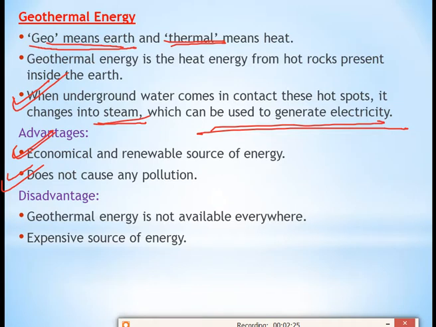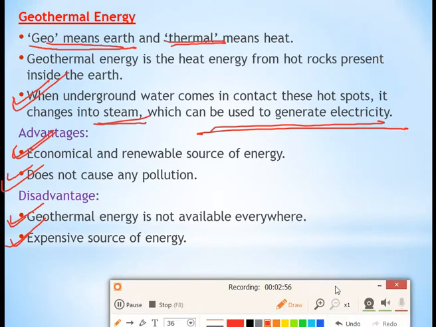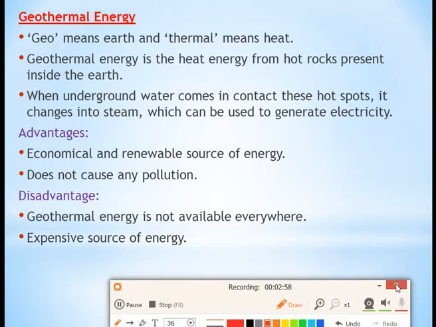Now there are some disadvantages also. What is the first disadvantage? Geothermal energy is not available everywhere, meaning it is not possible to get geothermal energy from every part of the earth. It is present in some parts only. The geoscientists identify from which parts we can get geothermal energy, and they make it a hotspot, and from there we can get that geothermal energy. It is also an expensive source of energy, meaning for getting geothermal energy we have to spend a lot of money, right? So these are the advantages and disadvantages of geothermal energy.